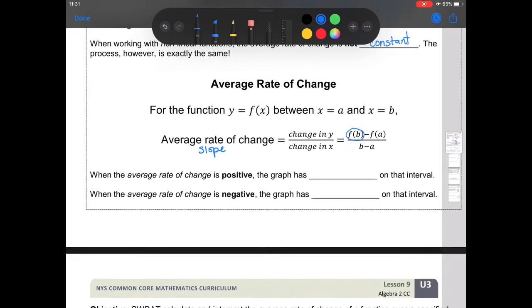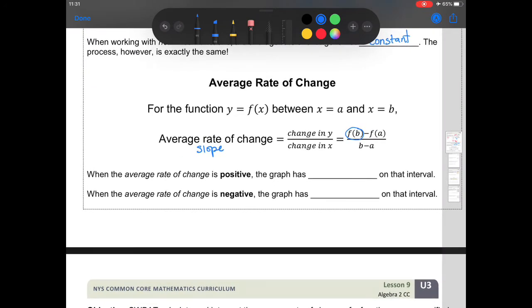Same idea. When the average rate of change is positive, the graph has increased on that interval. When the average rate of change is negative, the graph has decreased on that interval. You read your graphs from left to right: if it's going up, the slope is positive; if it's going down, the slope is negative, or it has decreased over that interval.